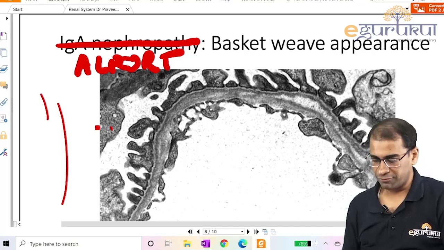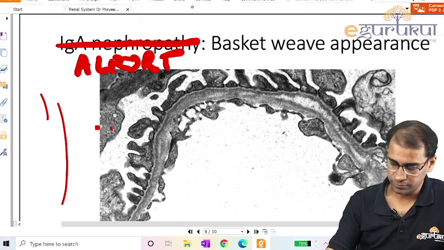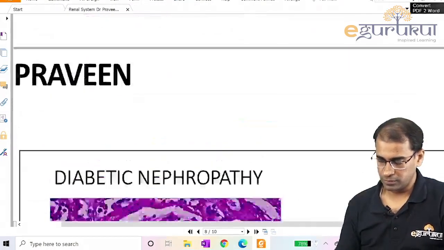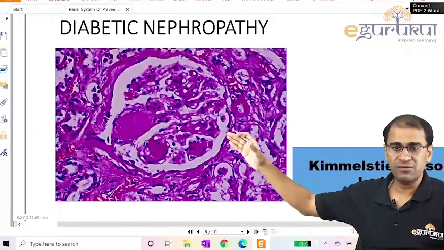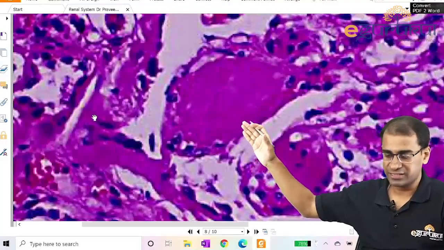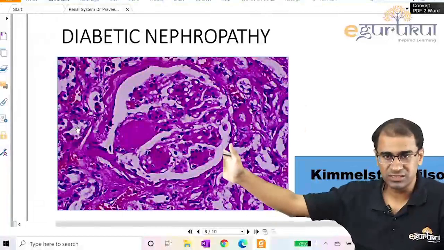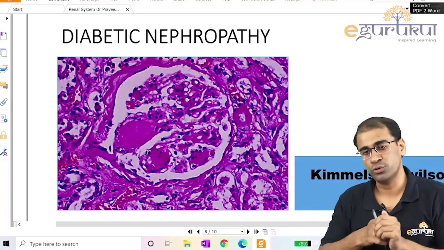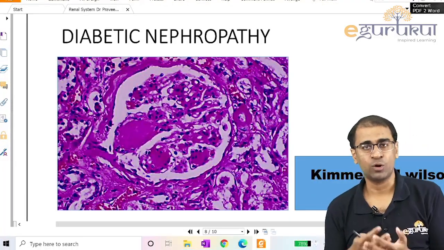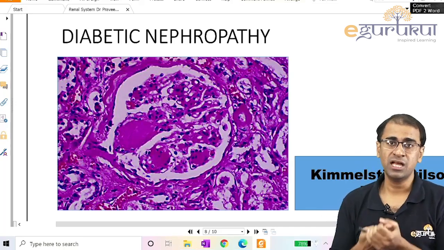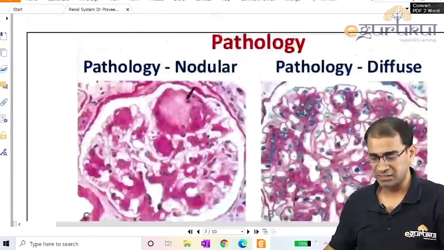So look at the diabetic nephropathy. This is the Kimmelstiel-Wilson lesion, this big nodule here. It's in the glomerulus, you see the glomerulus, and this nodule is a Kimmelstiel-Wilson lesion. These are looking so dark red because they are actually PAS positive. What is PAS? Periodic acid Schiff, PAS positive.